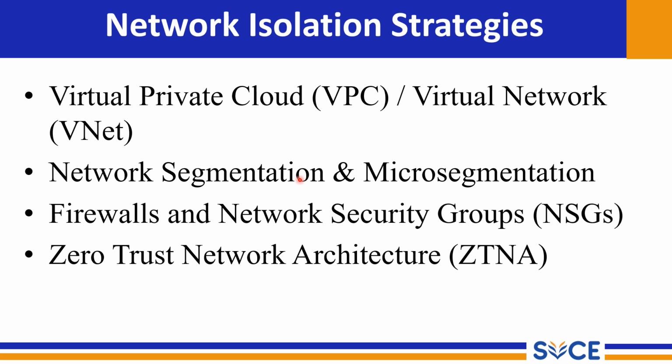And we also have micro-segmentation. What is that? It restricts the lateral movement between the applications. Third one, firewalls and network security groups, that is NSG. Here, with cloud native firewalls like AWS security group or Azure NSG, we are able to define inbound as well as outbound traffic rules to restrict unauthorized access.